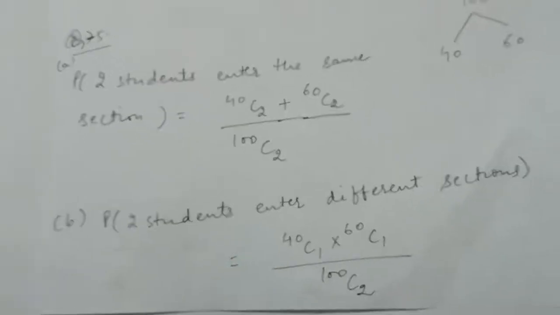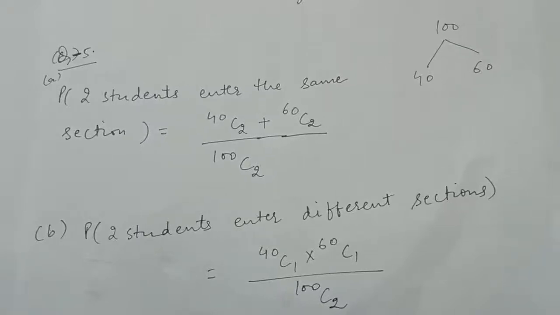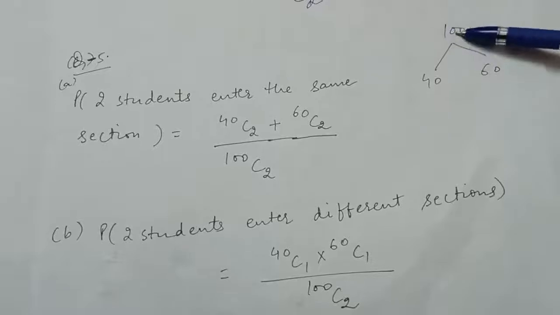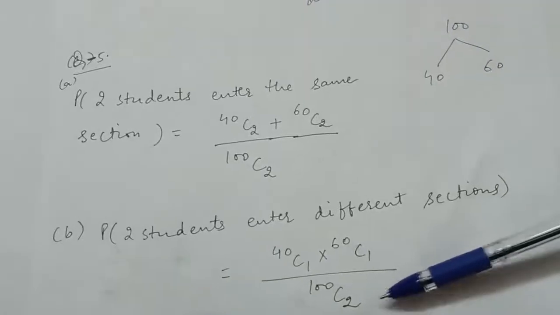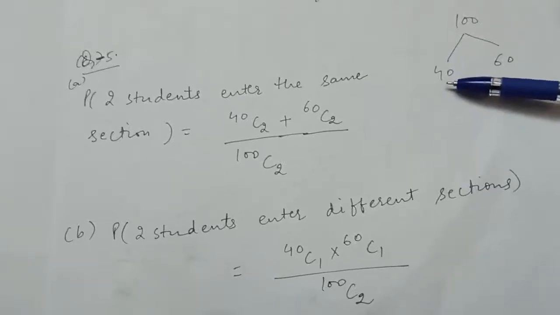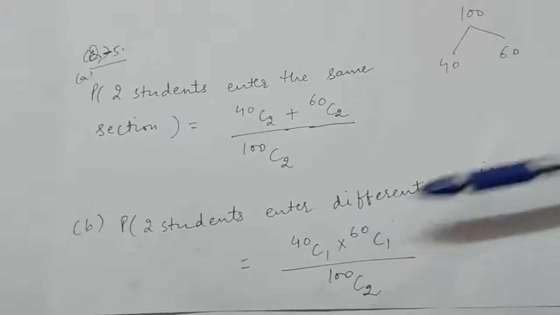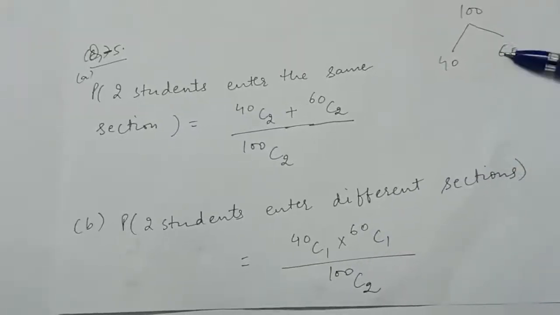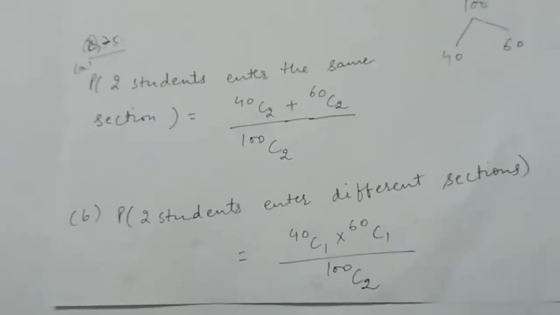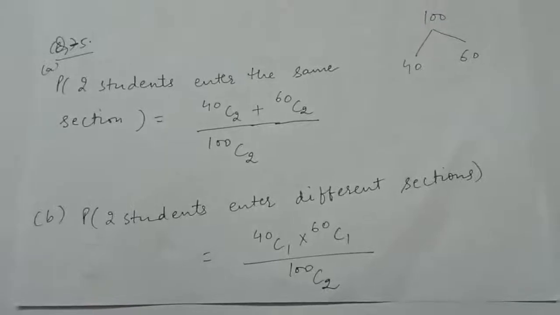Now the second case is when the 2 students enter different sections. Now again total outcomes is from the 100 we want to select 2. Now they are from different sections. So from the 40 students of the first section select 1, into from the 60 students of the second section select 1. So this will be the probability: 40 C1 into 60 C1 upon 100 C2.